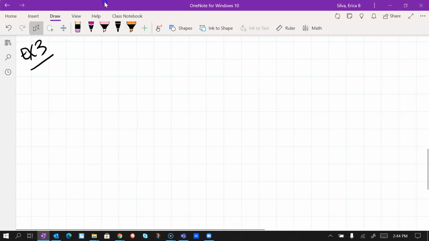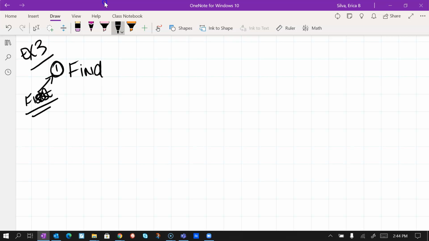All right, so on this next one, and on any other one that we do from now on, the very first step for any problem where we factor is to find the GCF. You guys know what the GCF is? What is it?